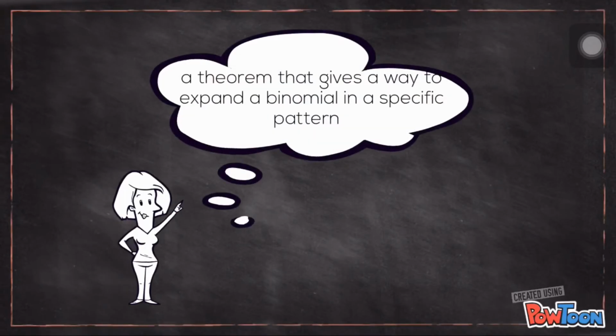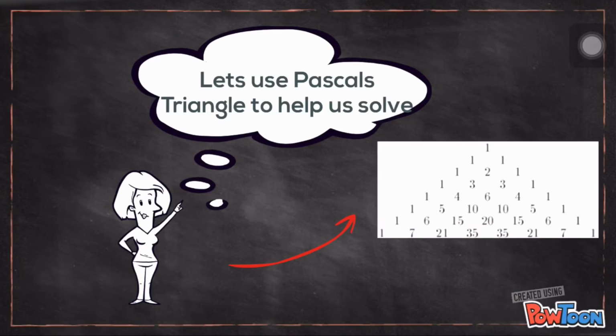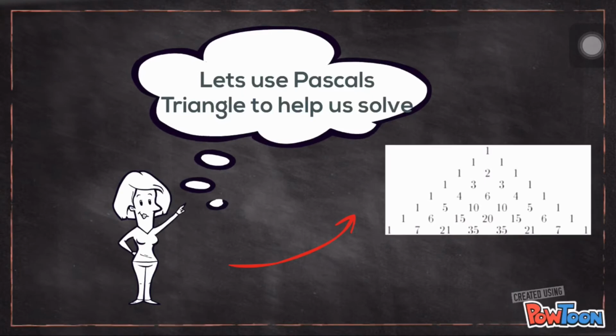Our last theorem is the binomial theorem. It will be discussed by our friend Zulueta. The binomial theorem is a theorem that gives a way to expand the binomial in a specific pattern. It is a quick way of expanding binomial expressions that have been raised to a large power. There are different ways to expand the binomial, but we're going to focus on the Pascal's triangle. The binomial theorem, or binomial expansion, describes the algebraic expansion of powers of a binomial.